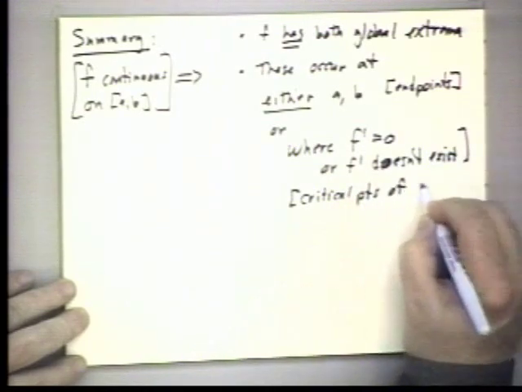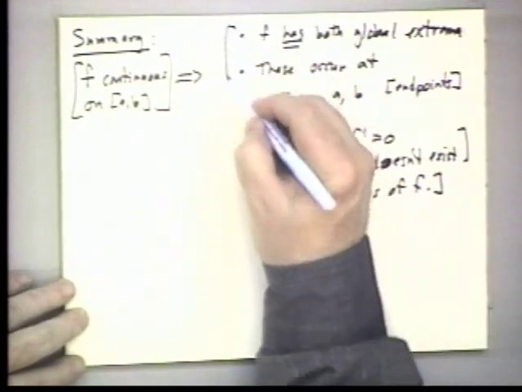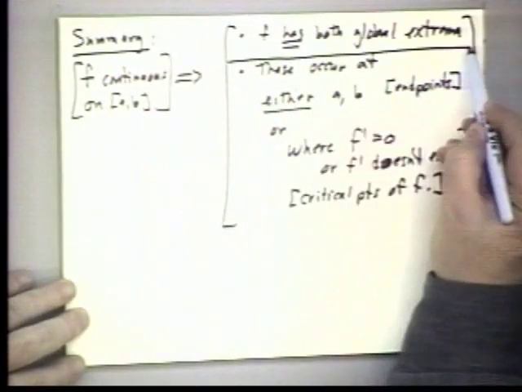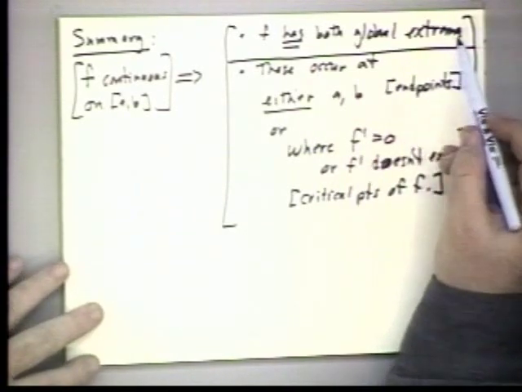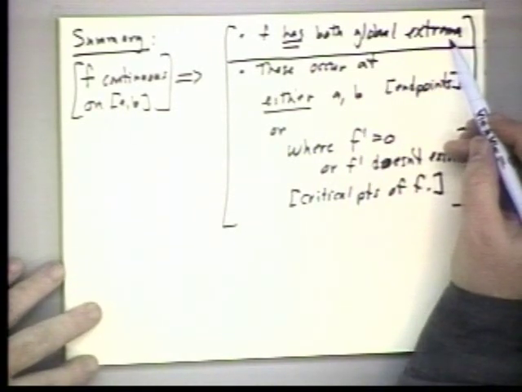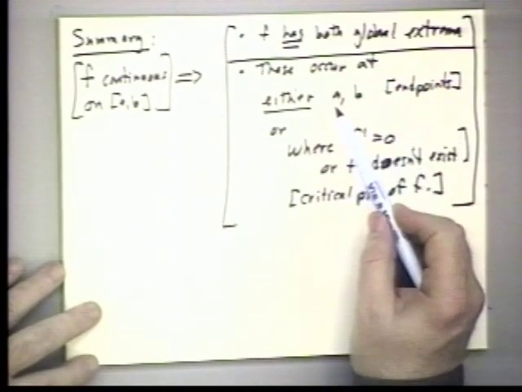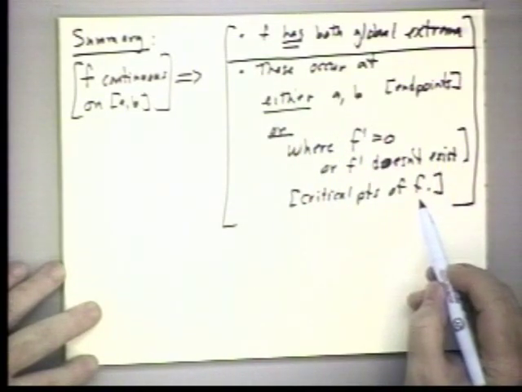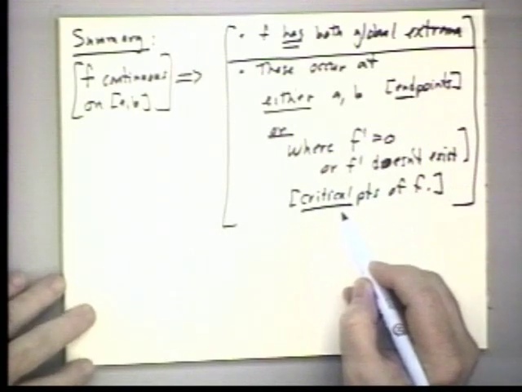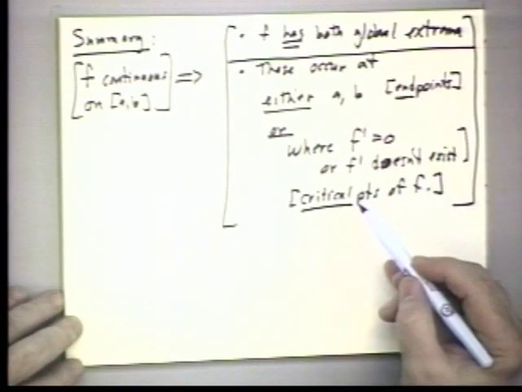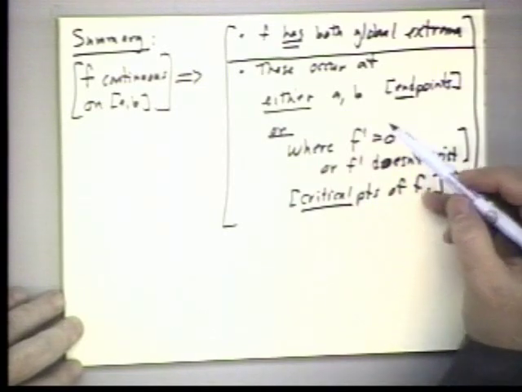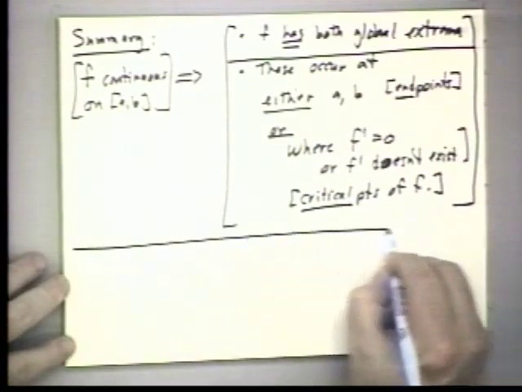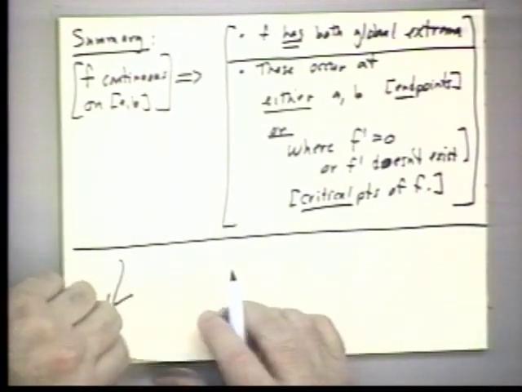And I'll write that down here. Critical points of f. So if f is continuous on a closed interval, first of all, you know you're guaranteed to have both global extrema. There's going to be a global maximum and there's going to be a global minimum. Where are they? They can occur either at endpoints or they can occur at critical points. So endpoints or critical points are the ones you want to look at. That limits the number of things you have to check. And critical points, as you know, are where the derivative is 0 or where the derivative doesn't exist. So how do we actually locate those points?